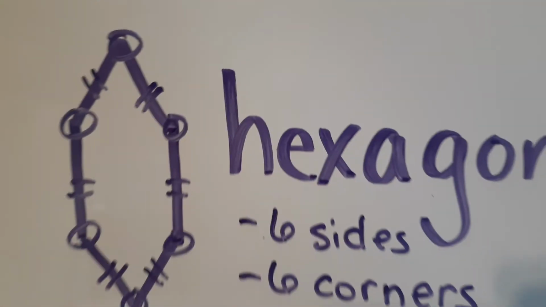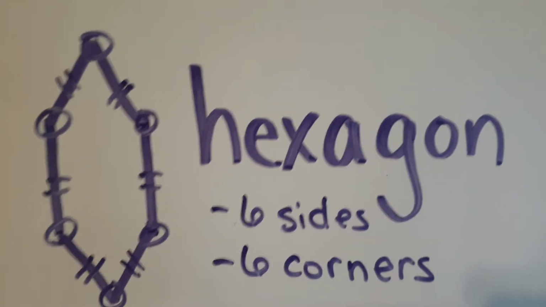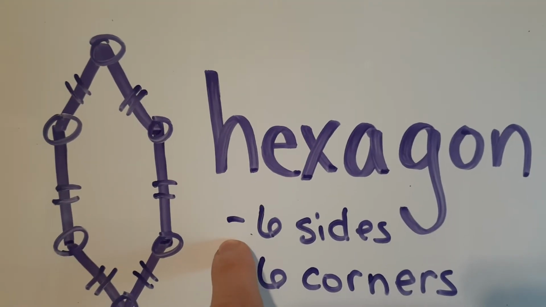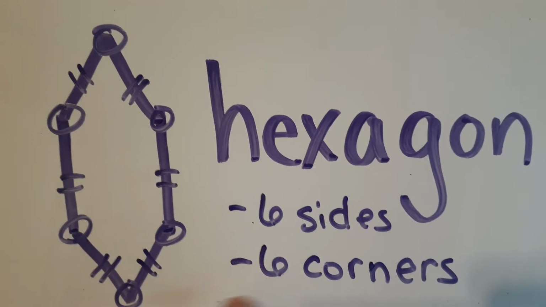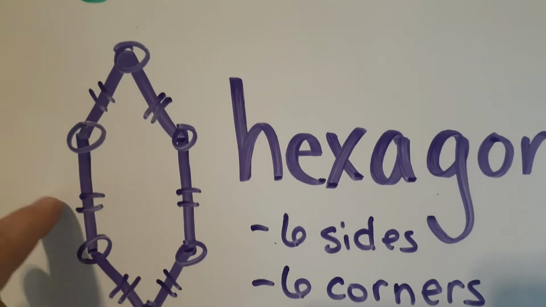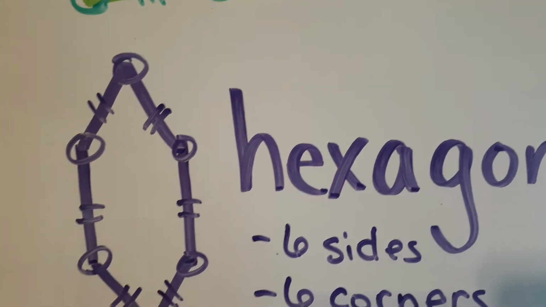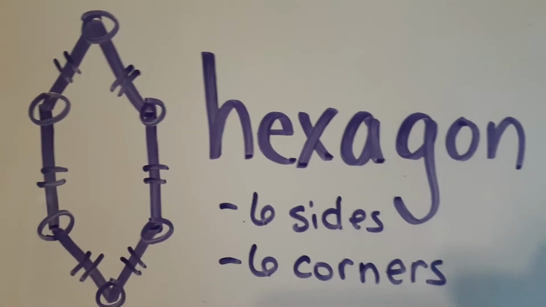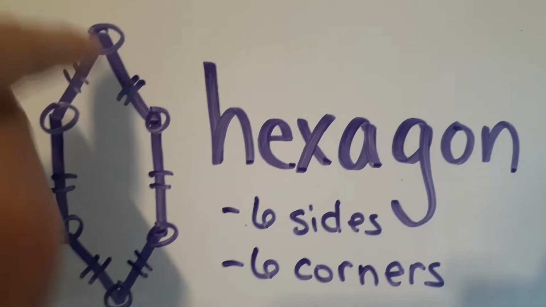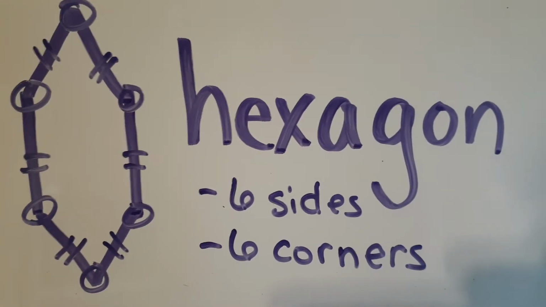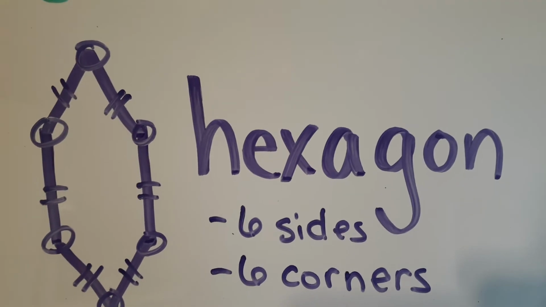And then we have a hexagon. A hexagon has 6 sides and 6 corners. Counting the sides, 1, 2, 3, 4, 5, 6. Counting the corners, 1, 2, 3, 4, 5, 6. And that a 6-sided shape is called a hexagon.